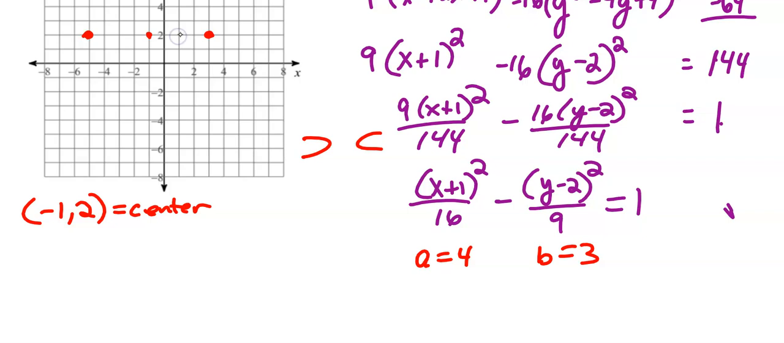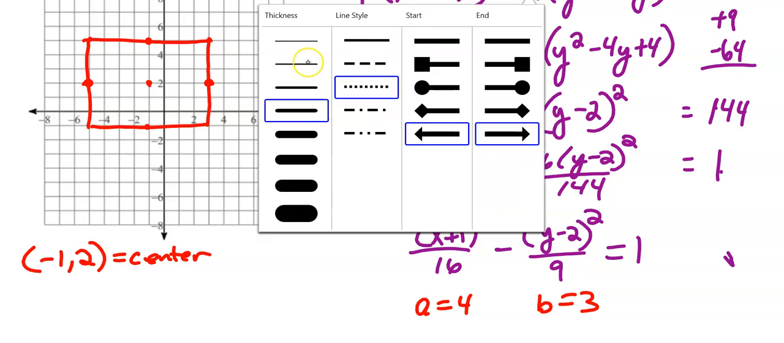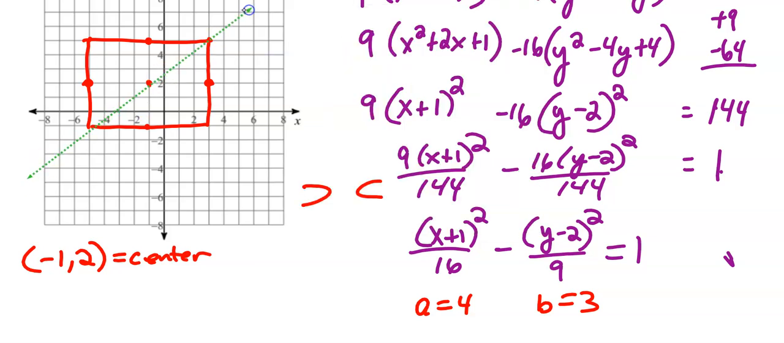Erase that stray mark right there. For the B value, we're going to go up 3 and then down 3. So here, down 3 and up 3. And now we can draw our box here. And then we can draw our asymptotes.